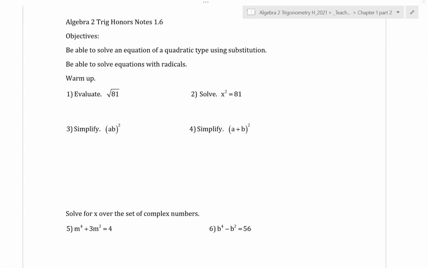Hi Trigoner, so we're going to take notes on Chapter 1, Section 6. Our objectives are to be able to solve an equation of a quadratic type using substitution and to be able to solve equations with radicals.